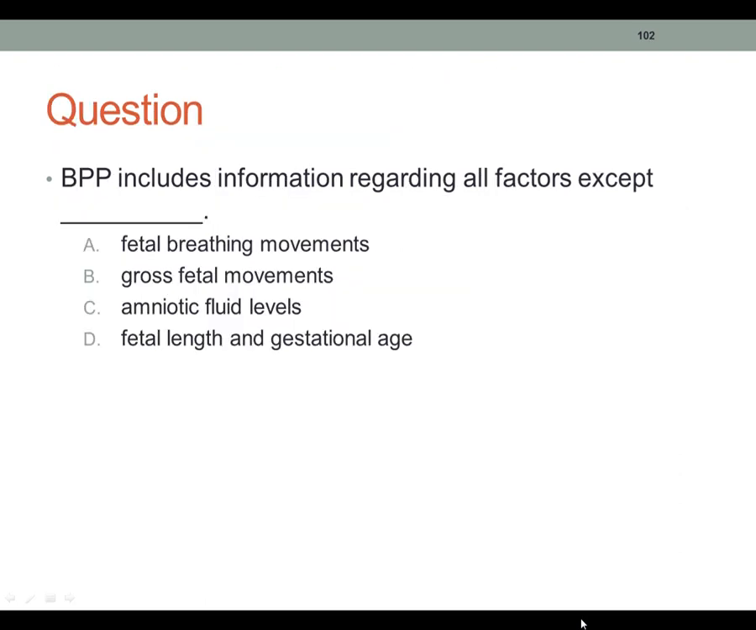Okay, so just a quick question. A BPP includes information regarding all factors except: fetal breathing movements, gross fetal movements, amniotic fluid levels, fetal length, and gestational age. And so the correct answer is fetal length and gestational age.